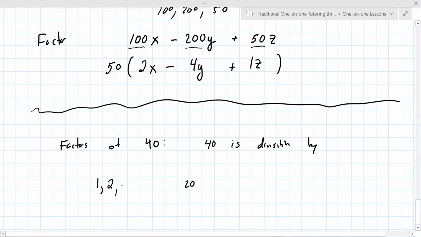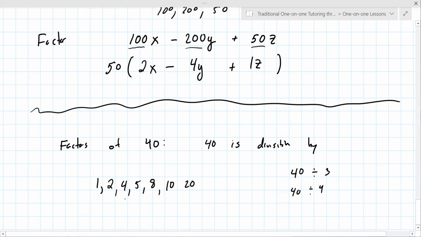Like, does 3 go into 40? What I'm really asking is, is 40 divisible by 3? Okay, 3 does not go into 40, but 4 does. And 5 does. What's the next number after 5? Does 6 even work? 8. What else? 10. Okay, 10.